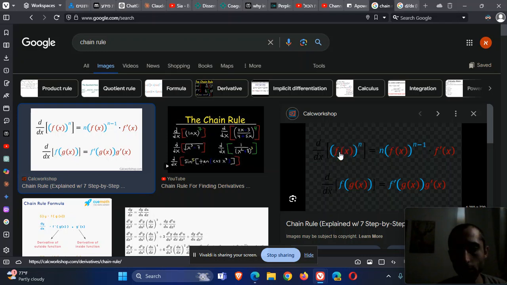For example, if we're taking the function something to the power of n and we take its derivative with respect to x, we need to take the outer function derivative, which is n times the function to the power of n minus 1, and this is multiplied by the derivative of f of x.